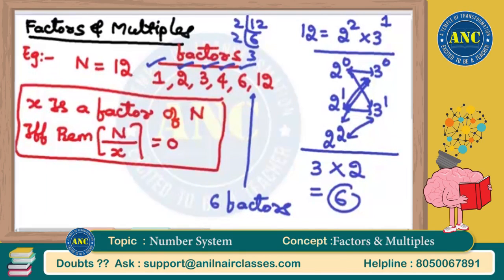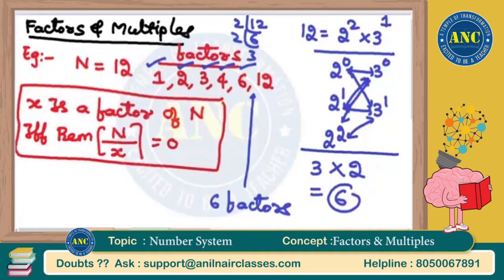Listen carefully, concept by concept. Factors and multiples and highest powers we will discuss. Factors of 12 are 1, 2, 3, 4, 6 and 12. So 12 is nothing but 2 square into 3 power 1. Write all the powers of 2 starting from 0 to the given power: 2 power 0, 2 power 1, 2 power 2, 3 power 0, 3 power 1.